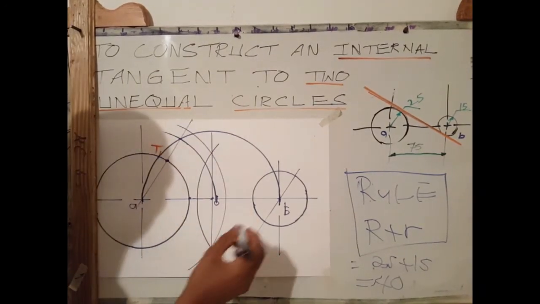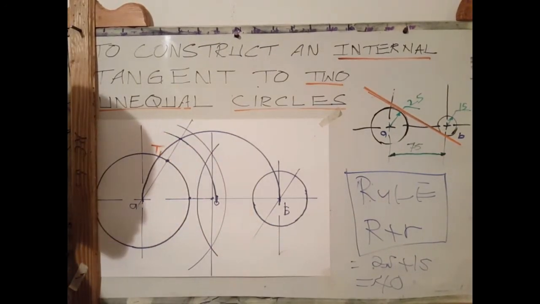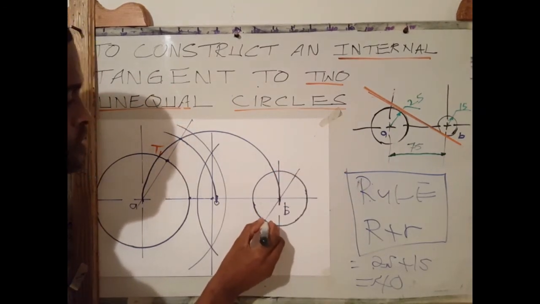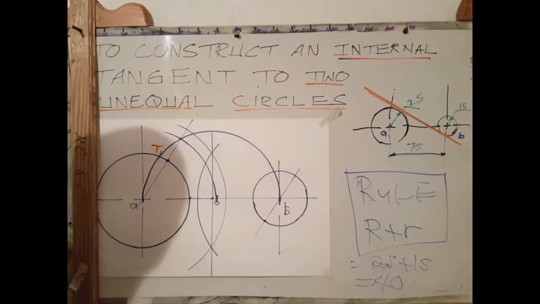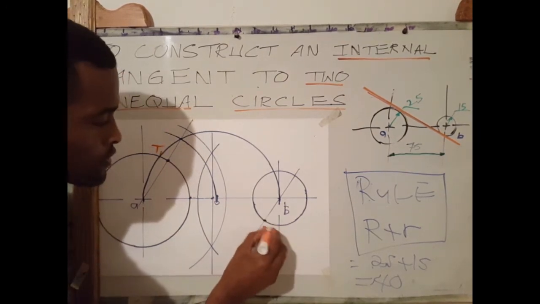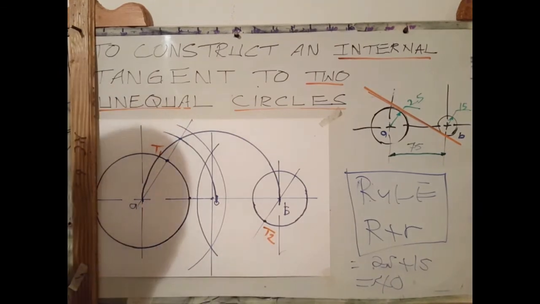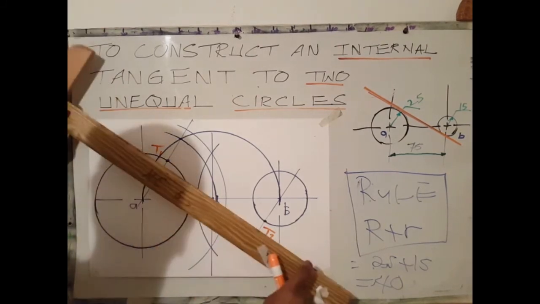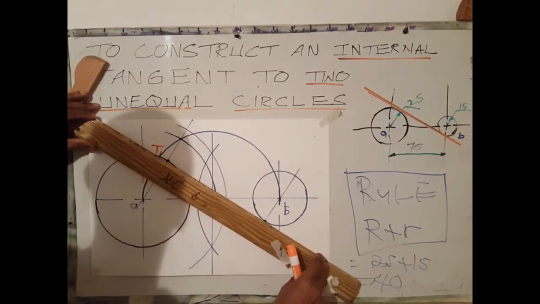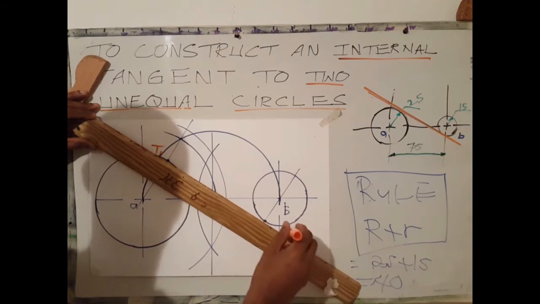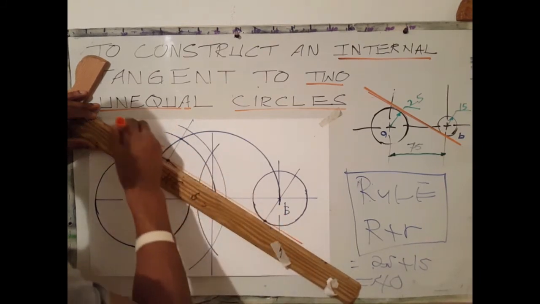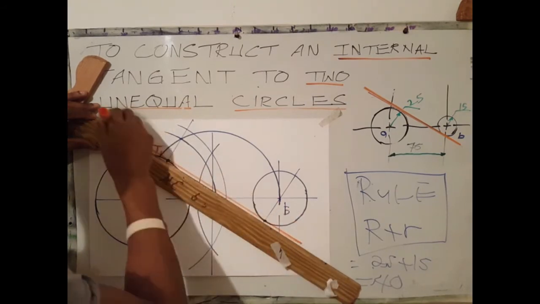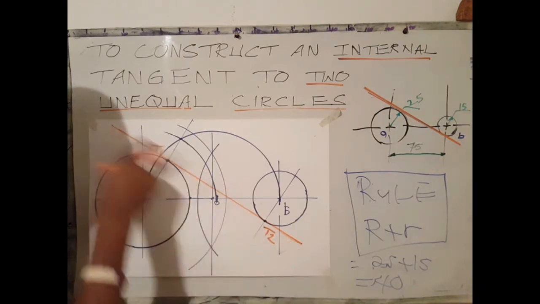Now, at the point where this parallel line cuts the circumference here is our T2. Next step is to join T1 to T2 using a straight line. T1 to T2. And there we go, our nice tangent.